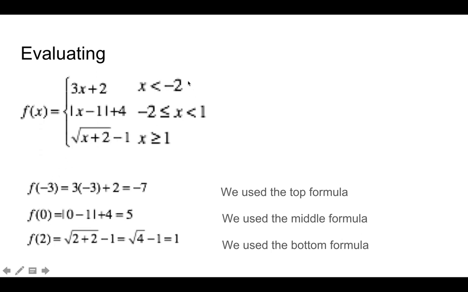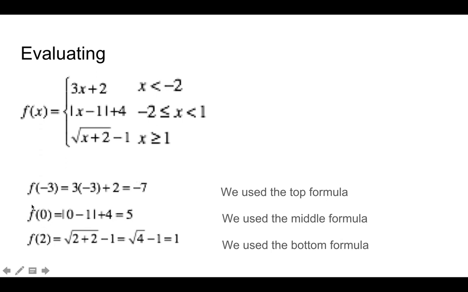So when x is negative 3, I have to look at my categories over here and see which one negative 3 fits into. Okay, so is negative 3 greater than 1? No, it's not. We would not use this third formula. Now, negative 3 is less than negative 2, so I would use this top formula, 3x plus 2, to evaluate f of negative 3. Remember, inside here is an x. F of x, the output, this negative 7, is the y that goes with that.